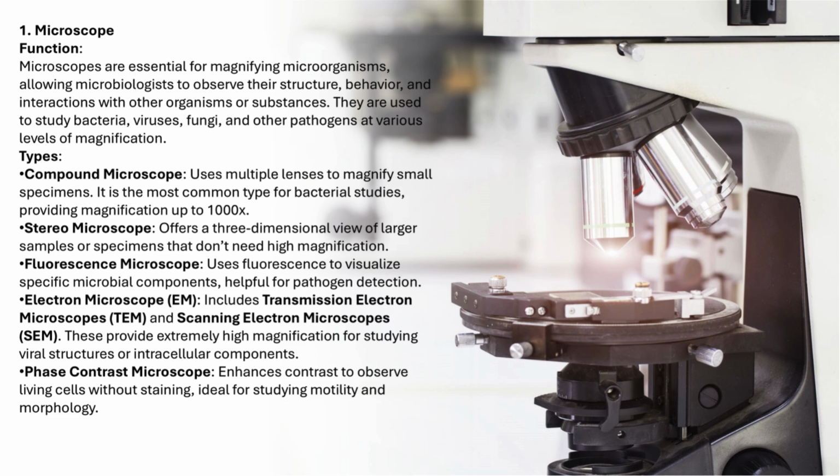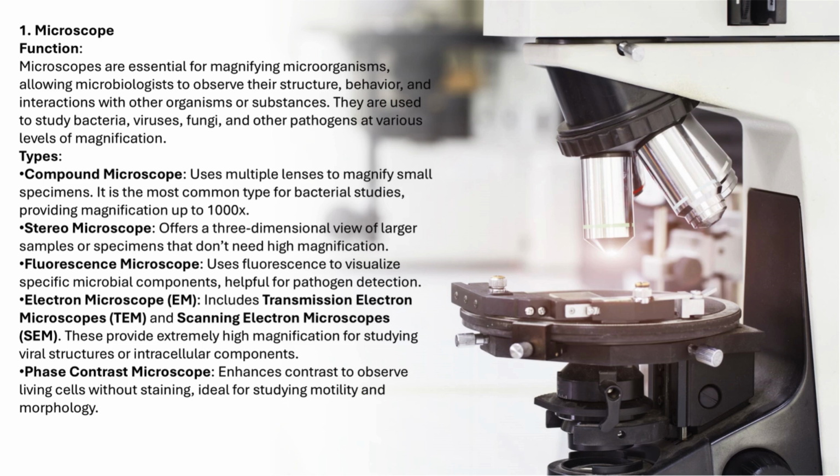There are several types of microscopes, each serving a unique purpose in the lab. Let's break them down. Compound microscope. This is the most common type for studying bacteria. It uses multiple lenses to magnify specimens, offering a magnification power of up to 1000x. It's perfect for looking at things like gram-stained bacteria, where you need high magnification to see cell shapes and arrangements.